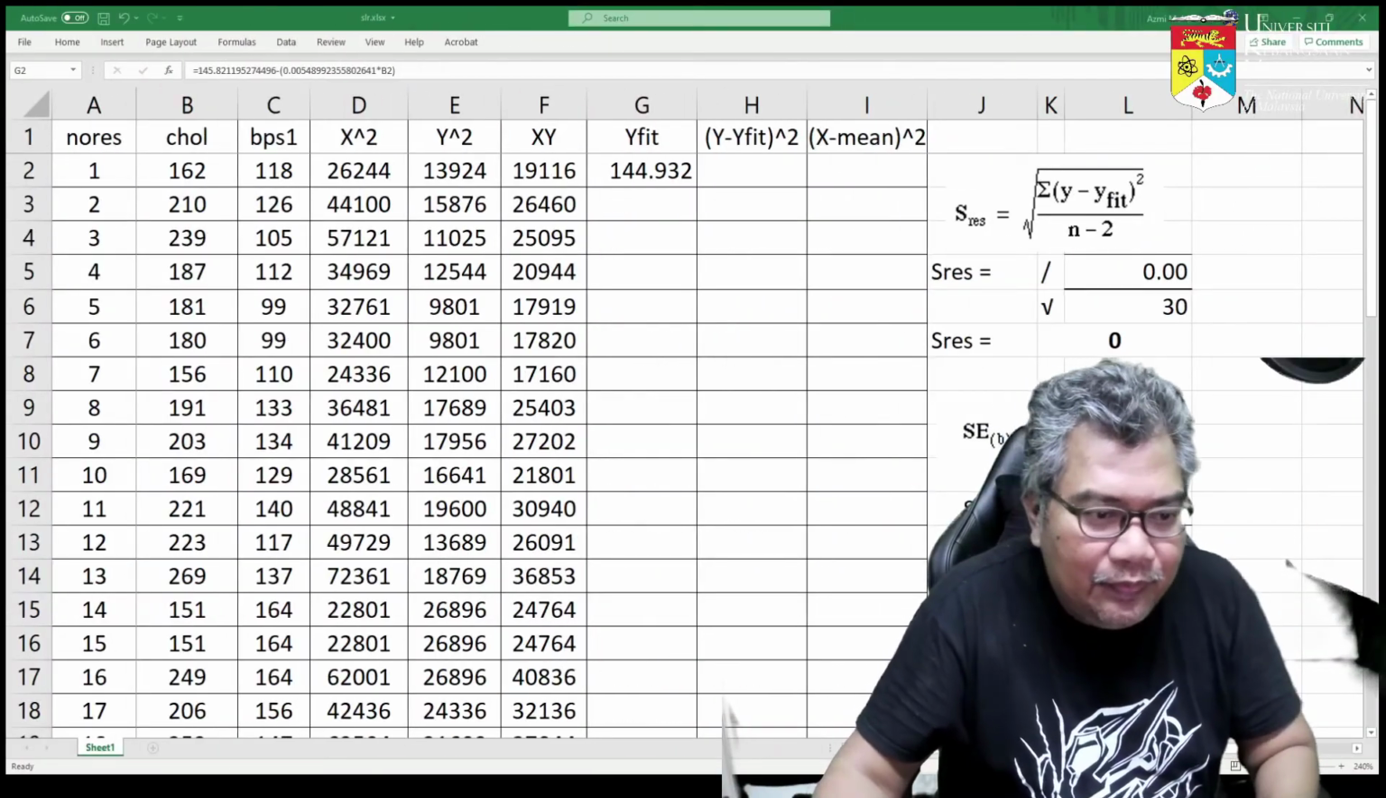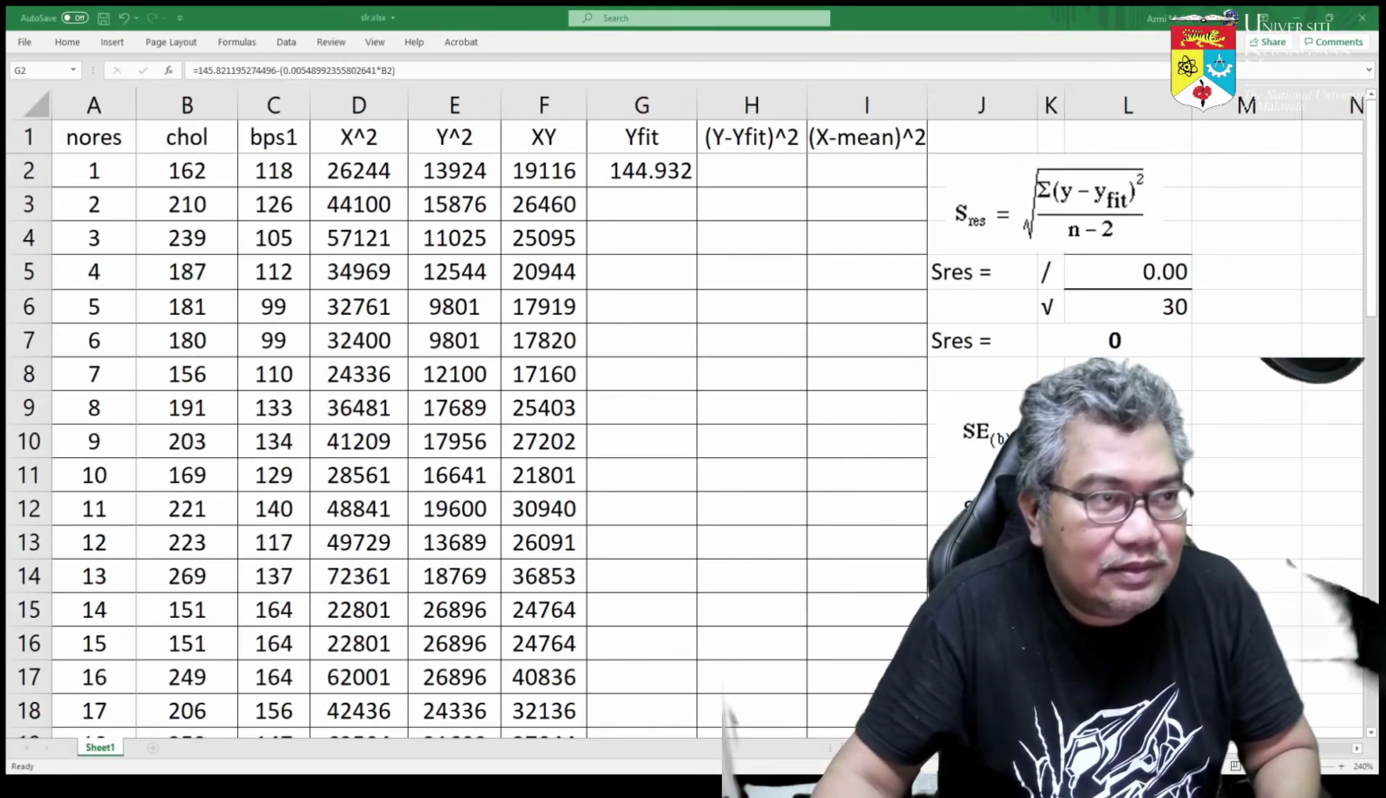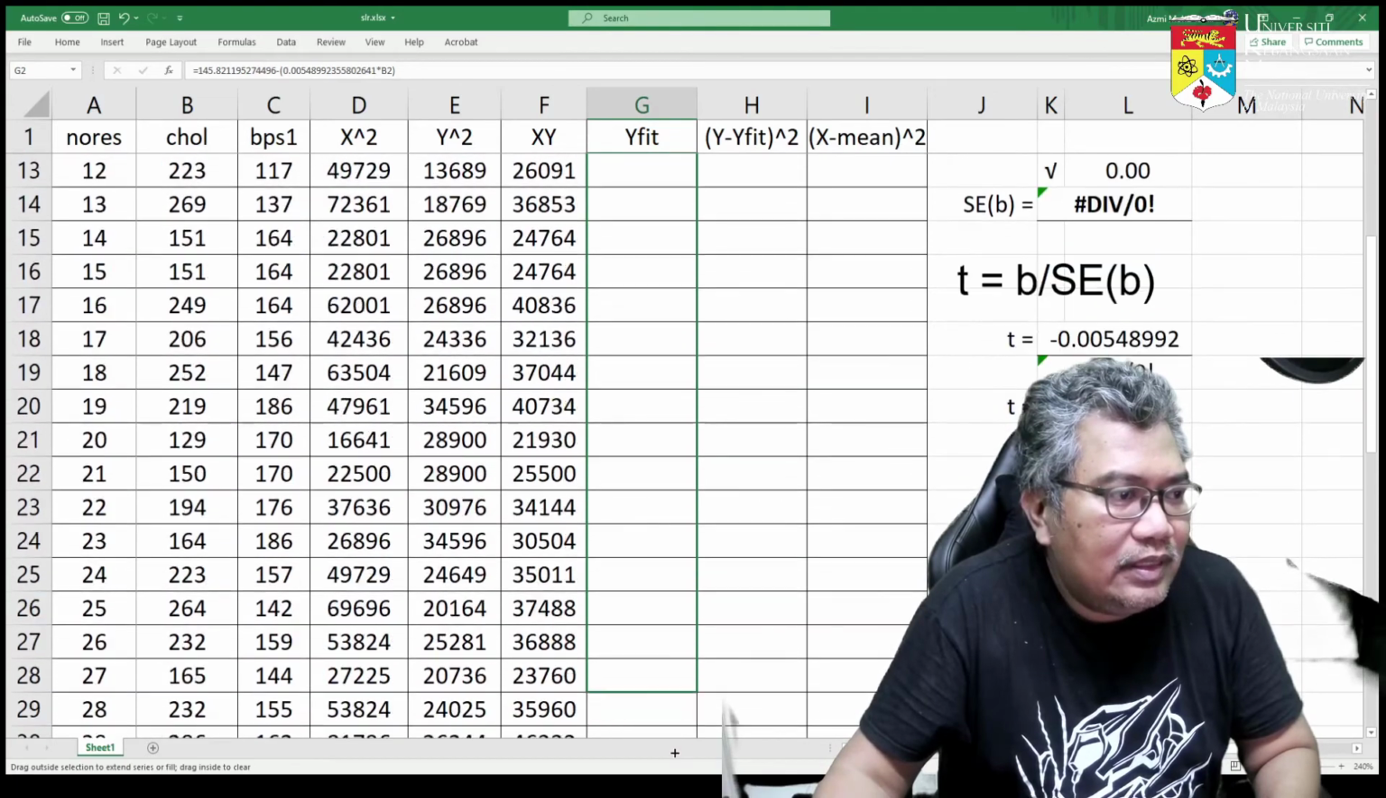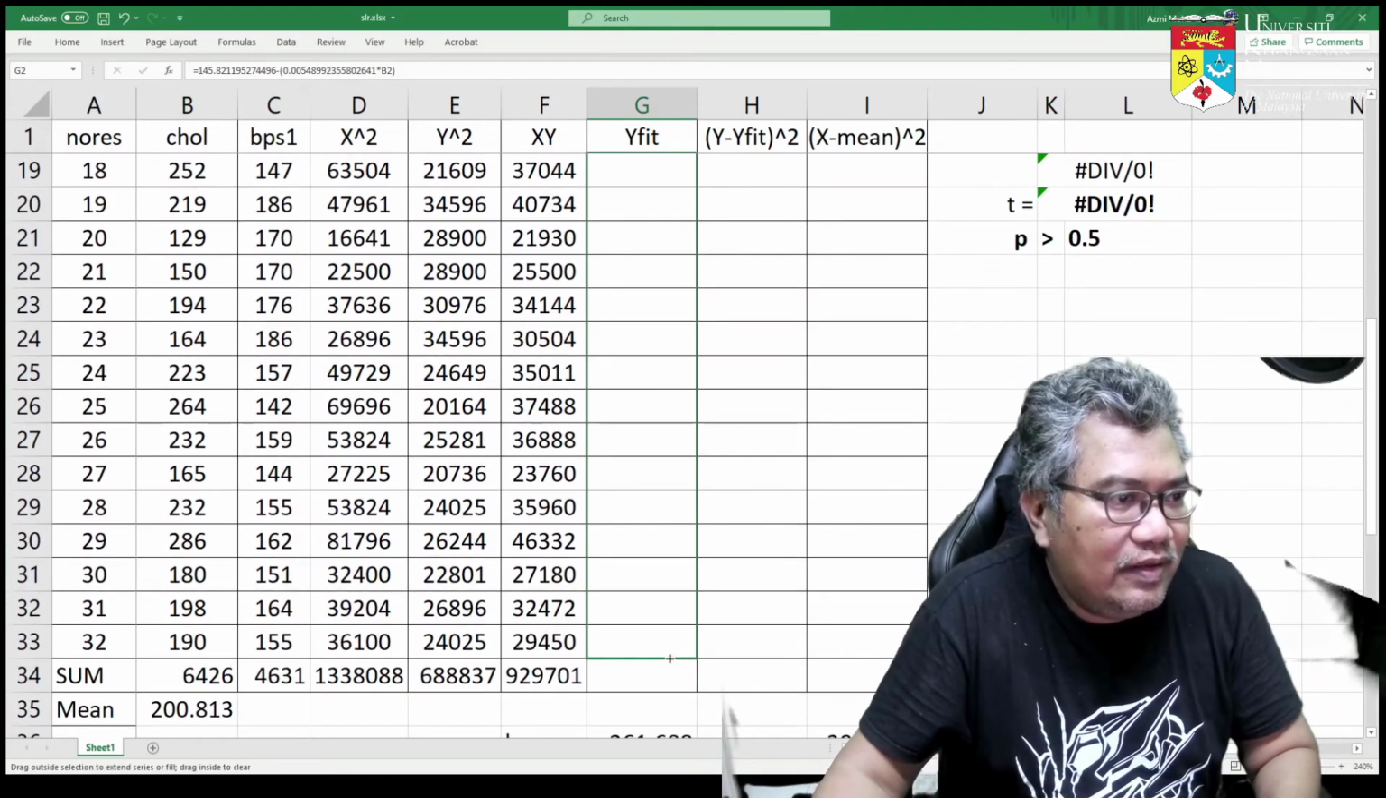So now we are going to calculate the Y fit first. So how to calculate the Y fit? We highlight this thing, we pull it down all the way to the bottom. That way we get the Y fit.